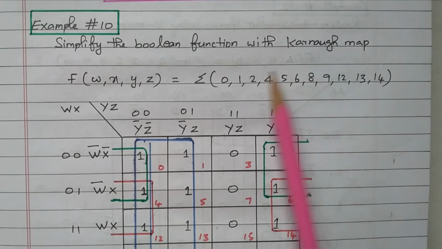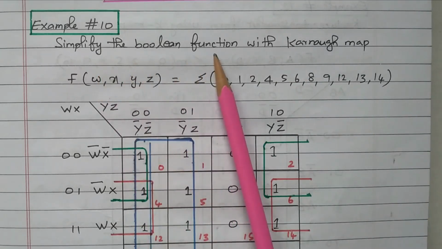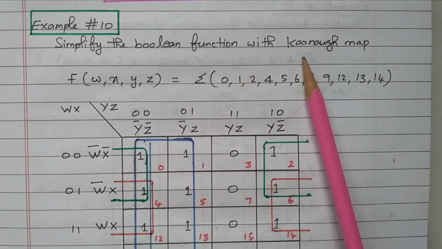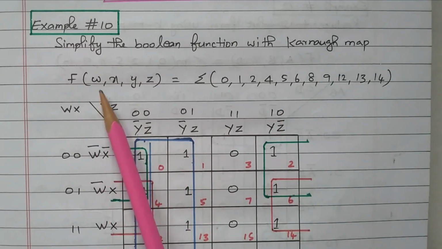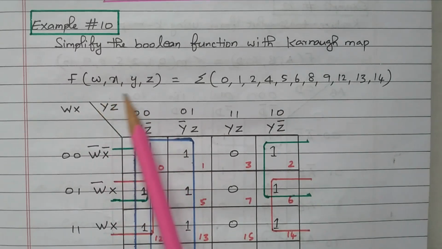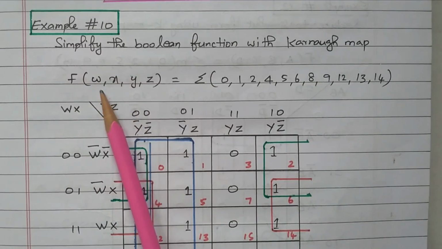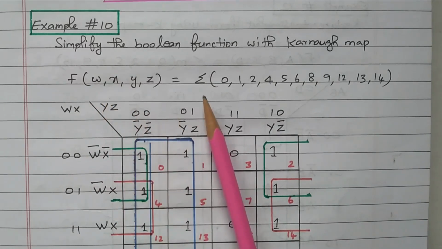Now we'll go to the topic. We need to simplify the following Boolean function using the Karnaugh map, K-map. The function is given as f of w, x, y, z. There are 4 variables available, right? It's a 4 variable K-map. The sum of minterms is given directly.